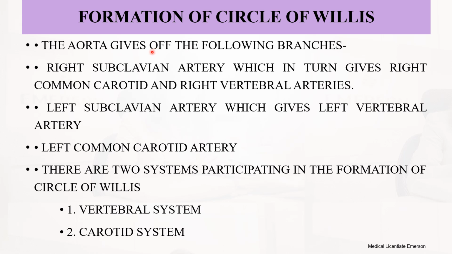Then in terms of formation, the aorta is going to give off the following branches. Number one would be the right subclavian artery, which in turn gives off the right common carotid and right vertebral arteries, whilst the left subclavian artery gives off the left vertebral artery. Then you have the left common carotid artery. There are two systems participating in the formation of the circle of Willis: the vertebral system and the carotid system.